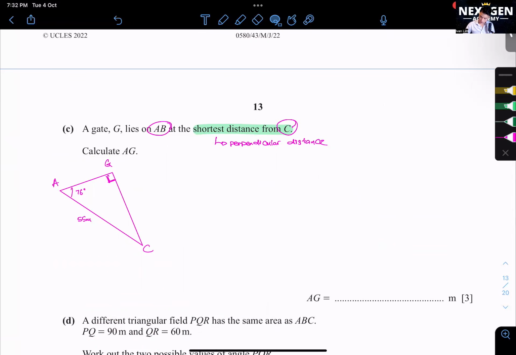Shortest distance. So this part here will be your shortest distance. Okay, so how do I find this? We can use our... Okay, what do we want to find? AG, right? Is it AG? So, is there a faster way? There's a faster way.